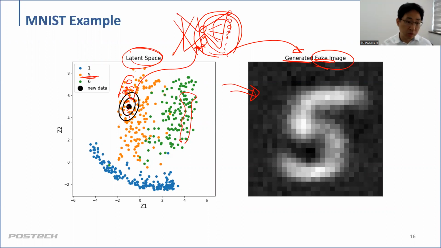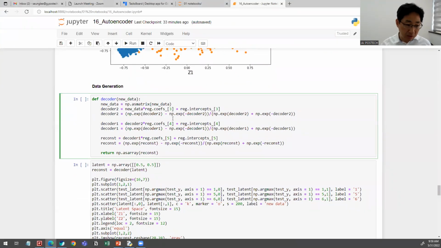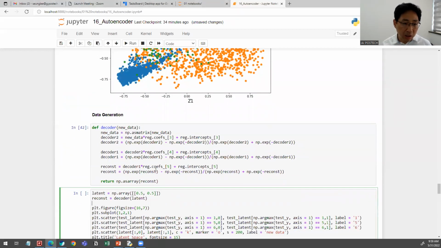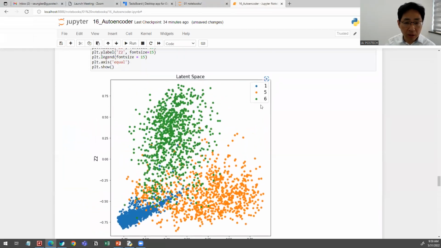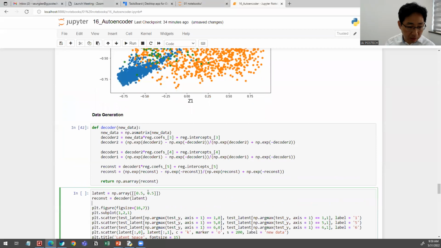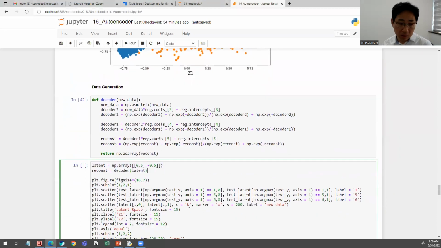So let's go back to the notebook and let's see. So I'm gonna generate it, and let's see. In the latent space, over there in orange is 5. So I'm gonna say 0.5 and minus 0.5, so around here. These are gonna be the points that I'm going to try in the latent space and use the decoder to generate.